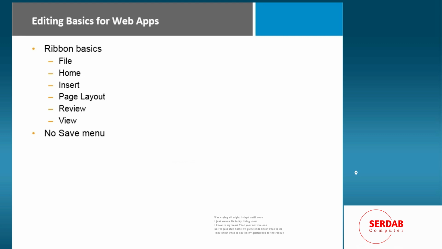There are some editing basics for the web apps. Know that the ribbon is going to have your basic tools, but the ribbons are going to have the basic menu options as well that you see in the local versions. File, Home, Insert, Page Layout, Review, and View. You'll find that all of those are going to be pretty common straight across the board. There is no Save menu, so when you click on that File menu and you're looking for Save, don't be freaked out. It's because as you type it, it automatically saves it for you.